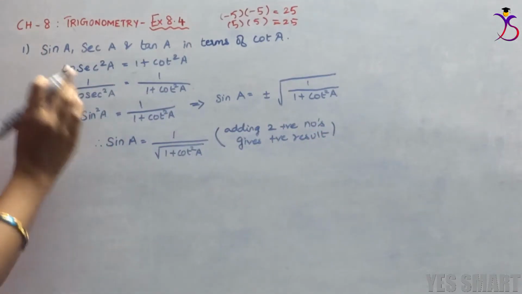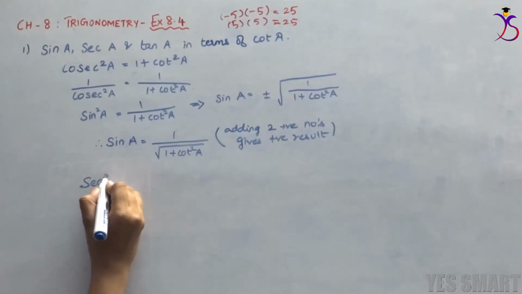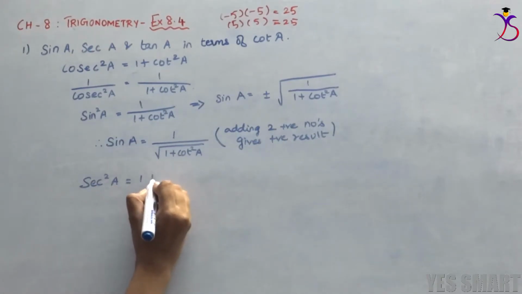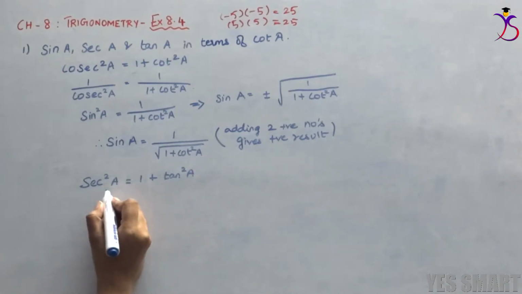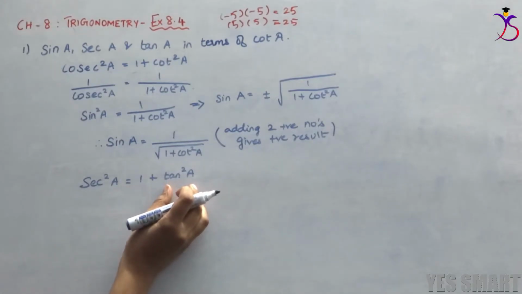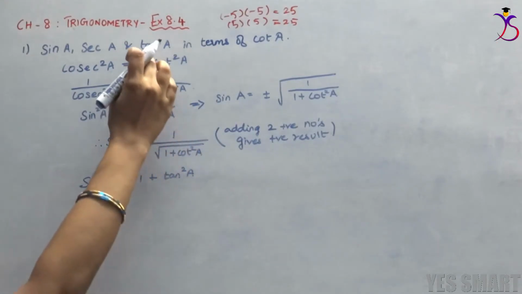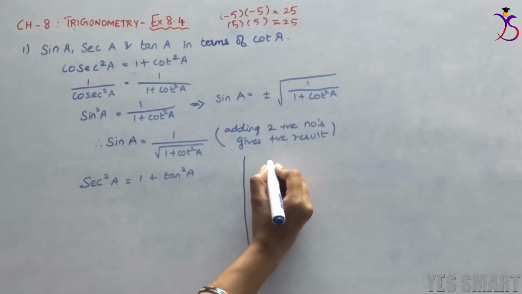Now moving on to the second trigonometric function, secant A. We know the formula secant square A equal to 1 plus tan square A. Here we are supposed to expand this tan square A. But in the question they have already asked us to represent tan A in terms of cot A. So we will solve for tan A first so that we can substitute that value in the place of finding secant square A.